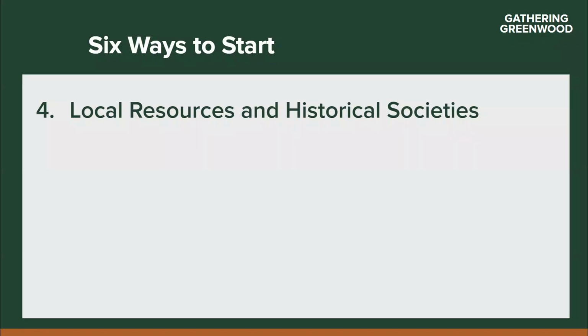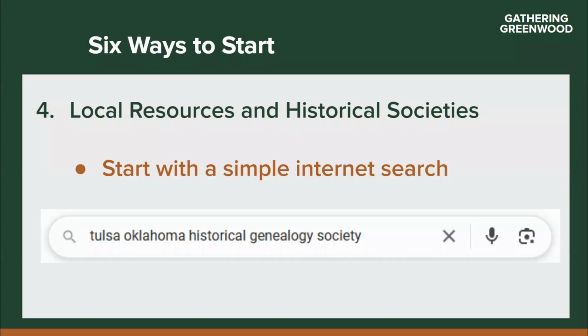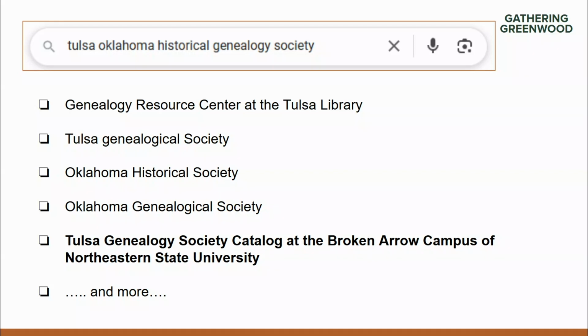Moving on, the fourth way to start learning about the time, place, and records for a particular research project would be to visit either in person or online the local resources and historical societies for that place. You can start with a simple internet search such as this one, which returned a list that included the Genealogy Resource Center at the Tulsa Library, the Tulsa Genealogical Society, Oklahoma Historical Society, the Oklahoma Genealogical Society, and the Tulsa Genealogy Society catalog at the Broken Arrow campus of Northeastern State University, and many more.